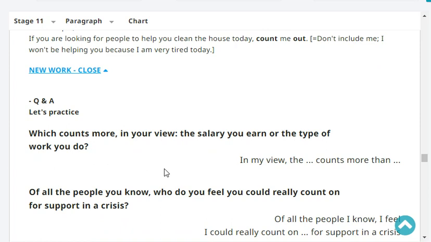Let's practice. Which counts more in your view? The salary you earn or the type of work you do? In my view, the kind of work I do counts more than the salary I earn.